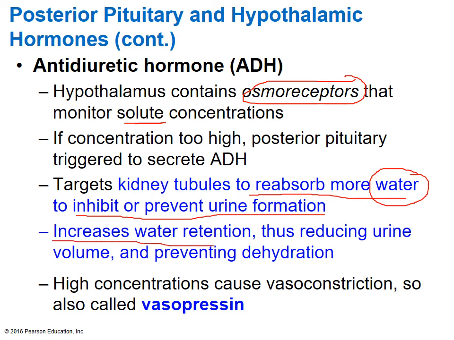So it increases water retention, thus reducing urine volume, and it's an excellent way to prevent dehydration from happening. In fact, antidiuretic hormone can also cause vasoconstriction, which means that it decreases the lumen. It makes the middle part of the blood vessels a little bit smaller, which means it slows down the blood flow. And because of that, it's also called vasopressin. That's a little FYI. I always call it antidiuretic hormone. But in case you want to do a little bit more research on it, if you looked up vasopressin, you will have the same mechanism of action because it's just another name for the antidiuretic hormone.